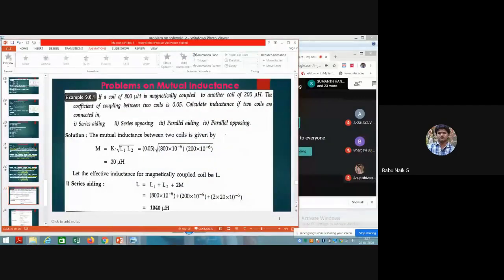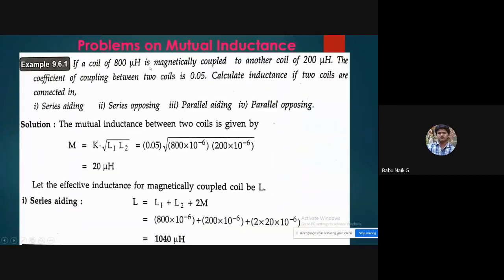If a coil having 800 microhenry is magnetically coupled to another coil of 200 microhenry, and the coefficient of coupling between the two coils is 0.05. So they have given that coupling coefficient here. Now calculate the inductance if the two coils are connected in series aiding, series opposing, parallel aiding and parallel opposing.